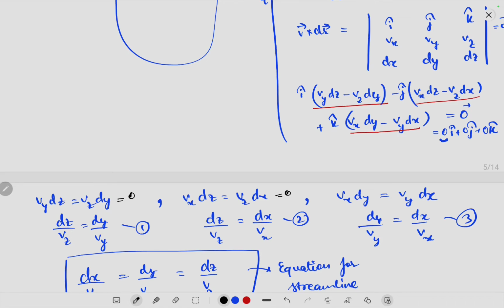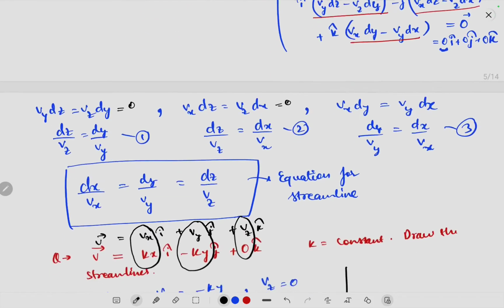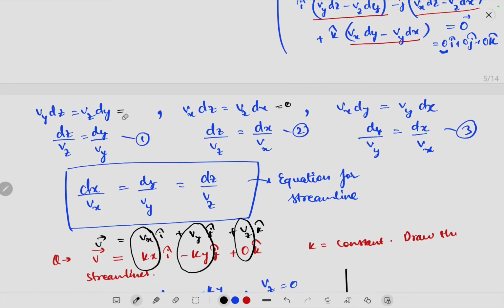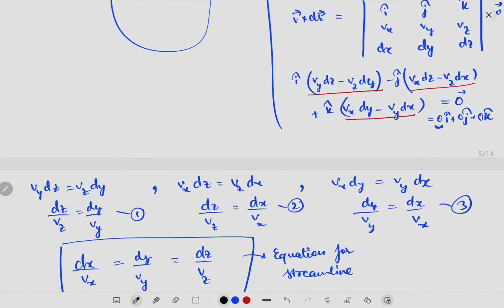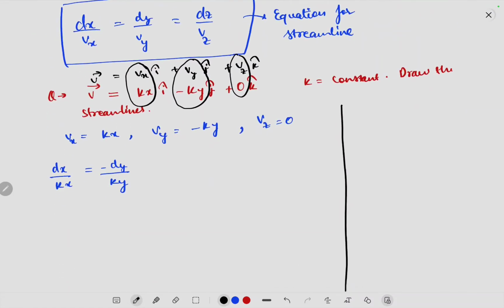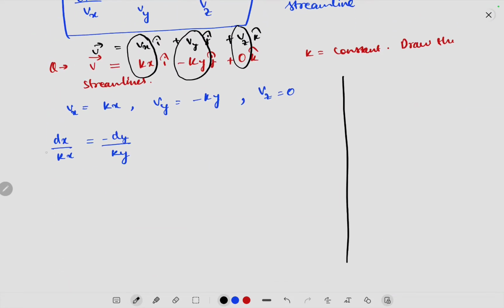Okay, let me just check it again. Yeah, so then I will get vy dz equal to 0, vx dz equal to 0, and I will get this equation. So the only equation which will be useful now would be this equation. Okay, and I will not get equation 1 and 2. Let me just erase this. So then we only have this equation to play with.